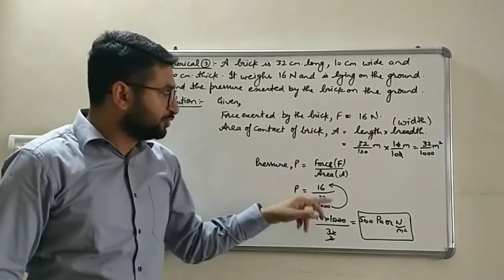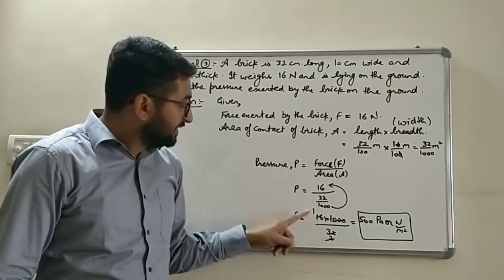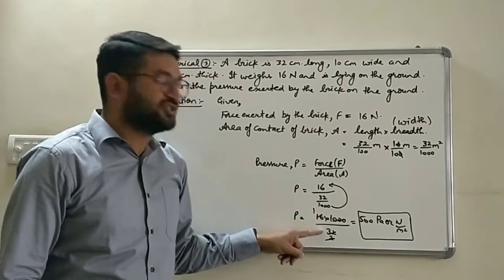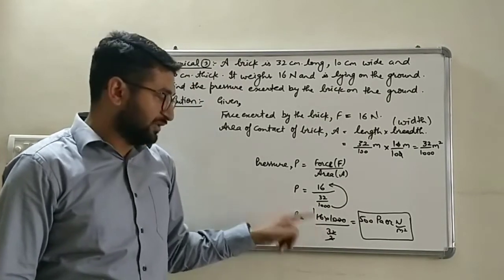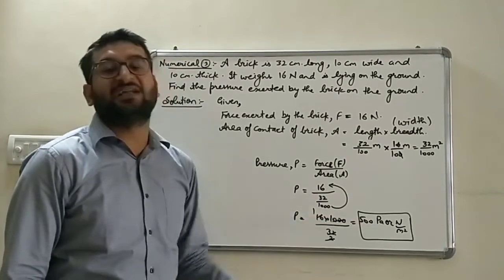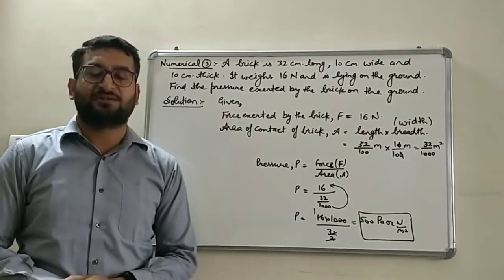It is 32 by 1000, beta. The 1000 goes up and gets multiplied, so 16 multiply 1000, and 32 remains below. 16 1s are 16 and 16 2s are 32. So that 1 goes over the 2, and that 2 goes over the 1000 for 500. The answer would be 500 Pascal or 500 Newton per meter square.